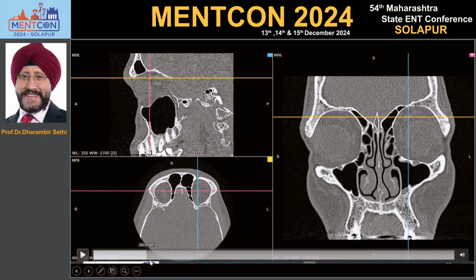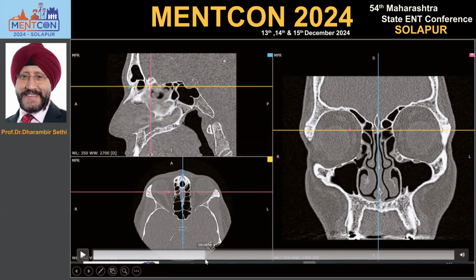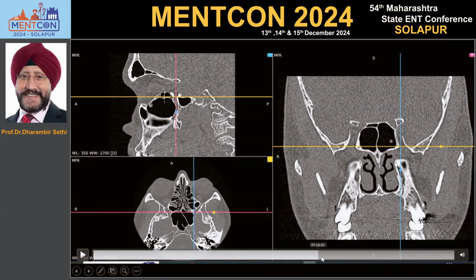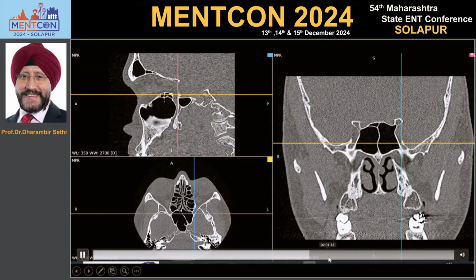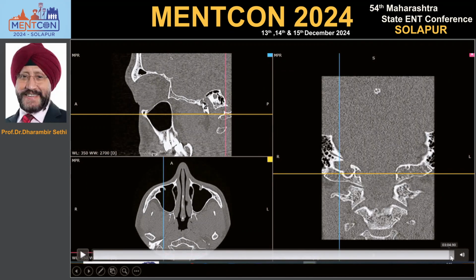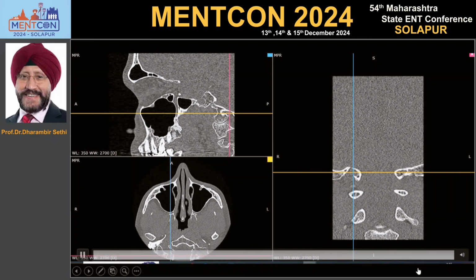In less than 3 minutes, you can scroll through the entire anatomy, and this is what you should aim to achieve, to be able to look at this very quickly in all these places. You can see that. So you can identify all the structures on this.